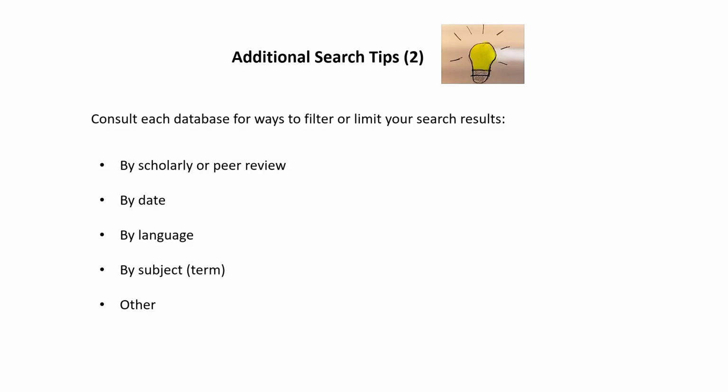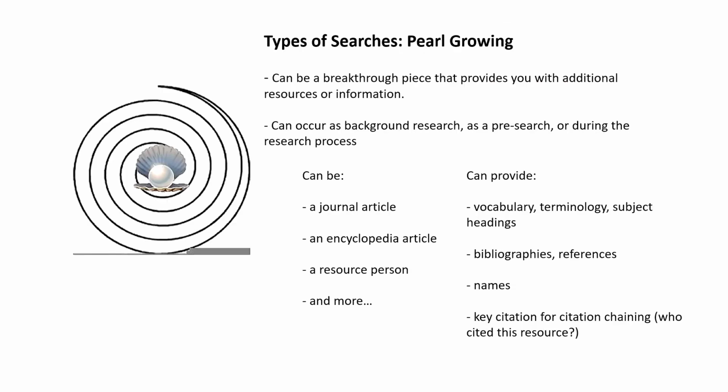Before you head over to a database to start your search, let's step back a little and consider different types of searches, just to get a bit of the bigger picture. Pearl growing. Sometimes you can start with a clue or one piece of information that can lead you to other resources. This investigative action can grow your research, much like the grain of sand into a pearl.